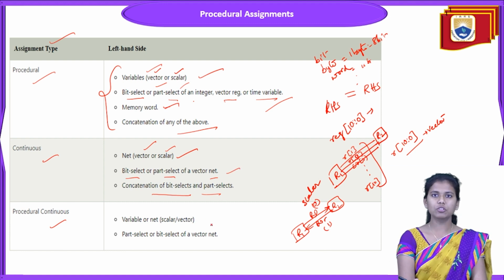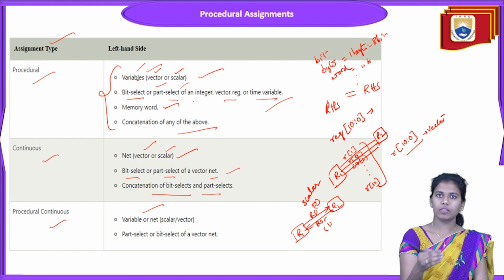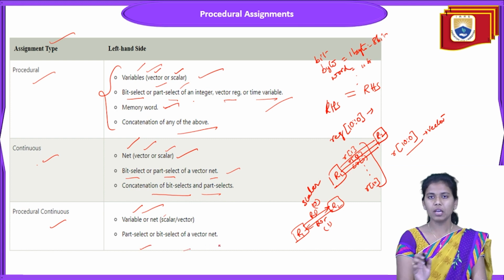Okay, and coming to the procedural continuous, in the procedural continuous we see variables or nets. In the procedural we see only variables, in the continuous we see nets, whereas in procedural continuous we see both, that is variables or nets, on the left hand side, and as well part select or bit select of a vector net.